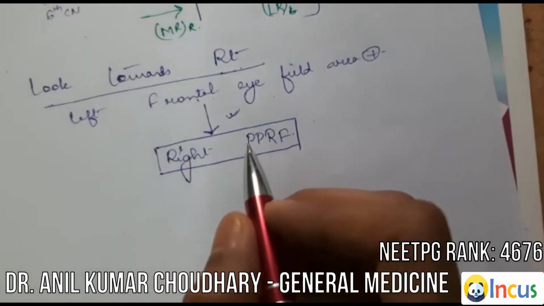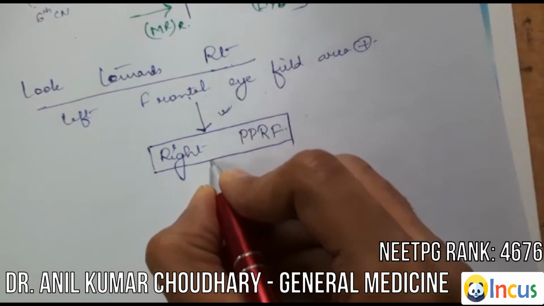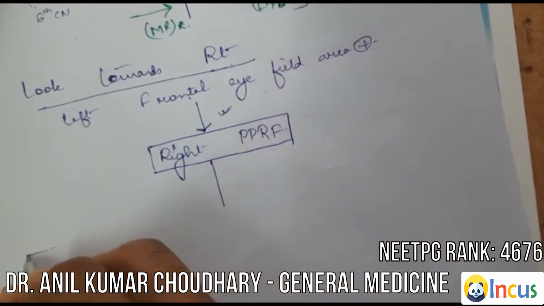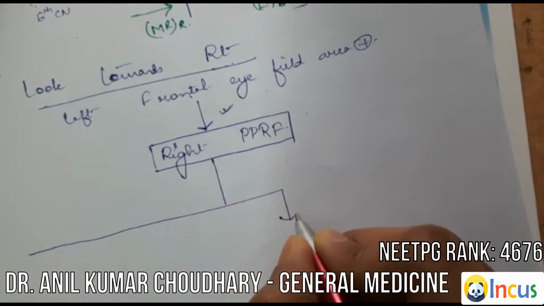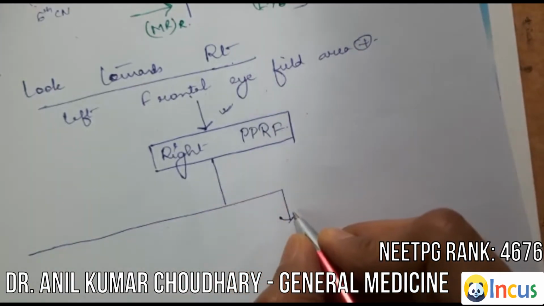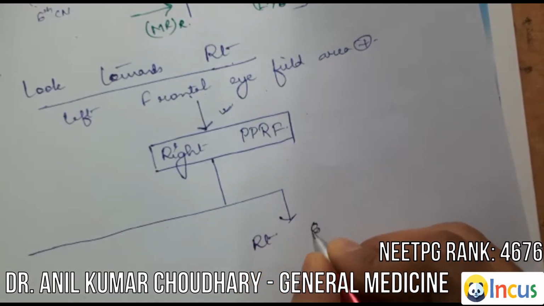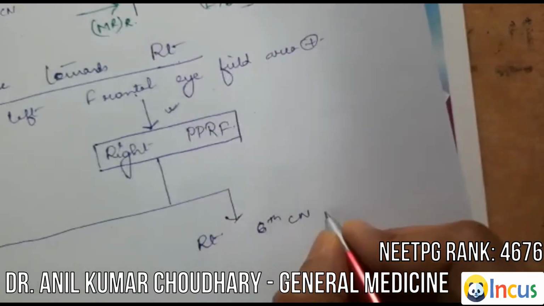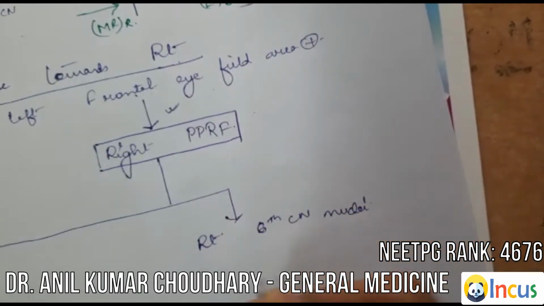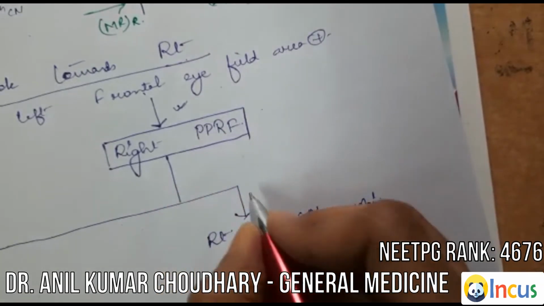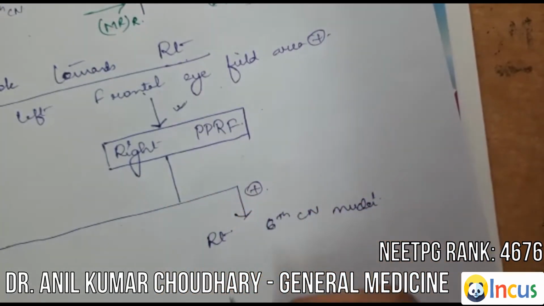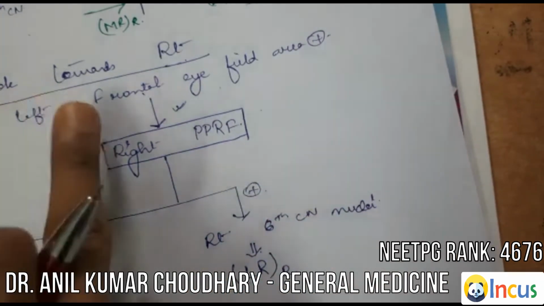The right-sided parapontine reticular formation brings about two major things. First, directly the right side of the parapontine reticular formation goes and stimulates the right-sided 6th cranial nerve nuclei. Clear? Stimulation means it brings about the contraction of the lateral rectus of the right side. We all know that the lateral rectus is supplied by the 6th cranial nerve. Now you were asked to look towards your right.